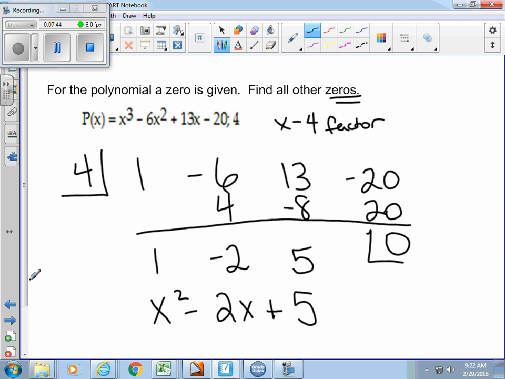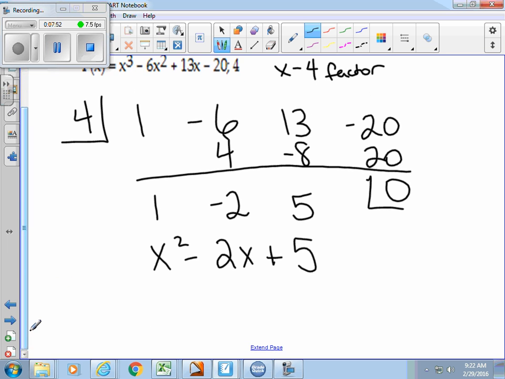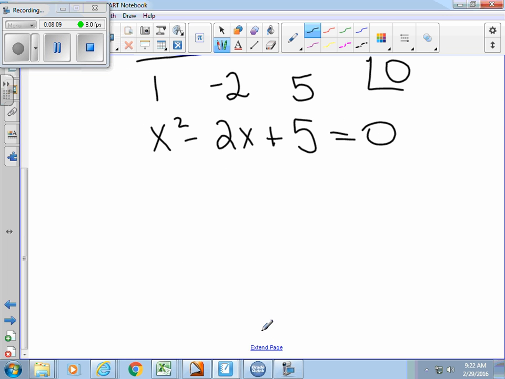That's right. You could try again and it would probably not go in evenly again. I'm going to set this equal to 0. Unfortunately, what do you notice? We want to see if it's factorable. Unfortunately, it's not factorable. Factors of 5 that add to give you 2. Right?